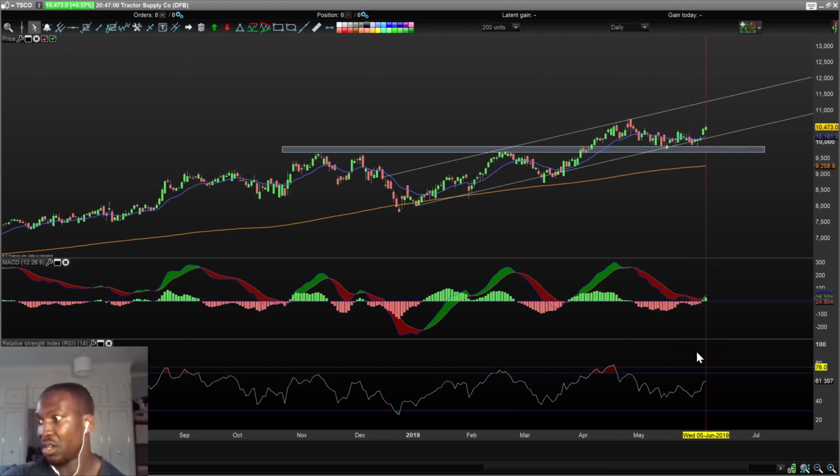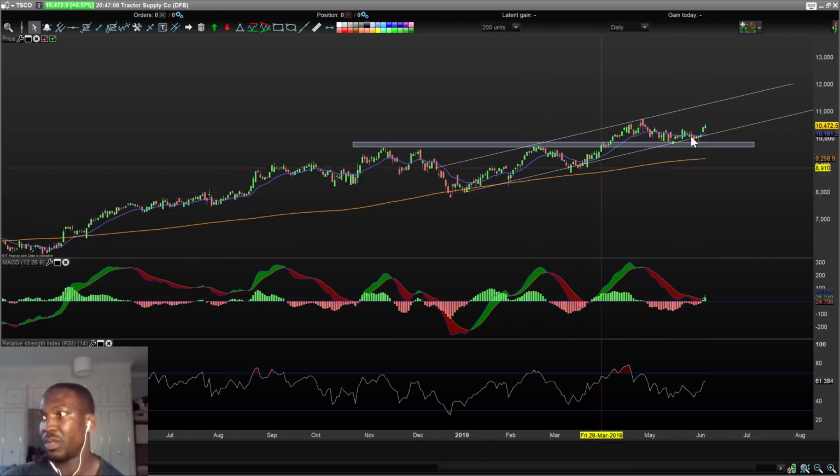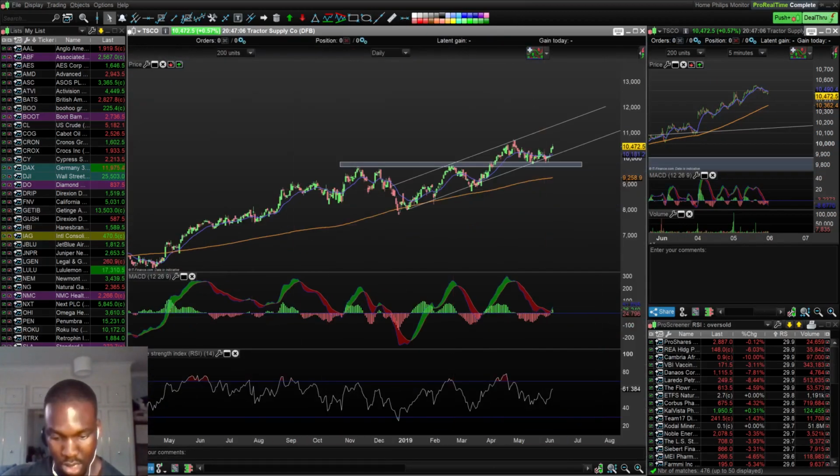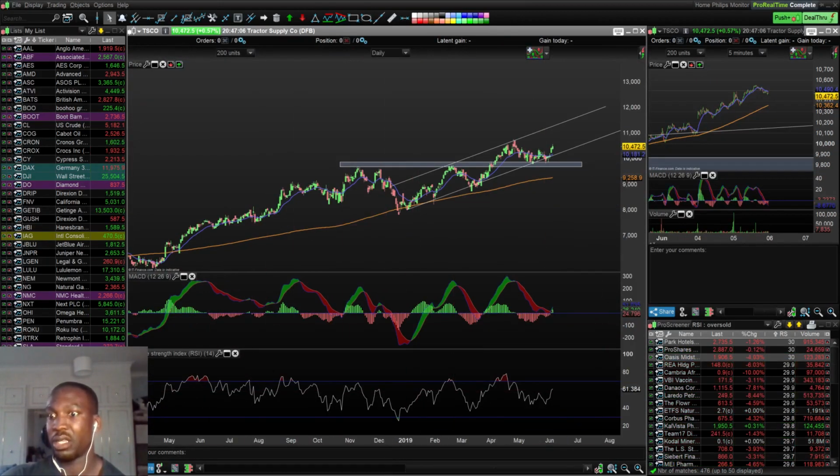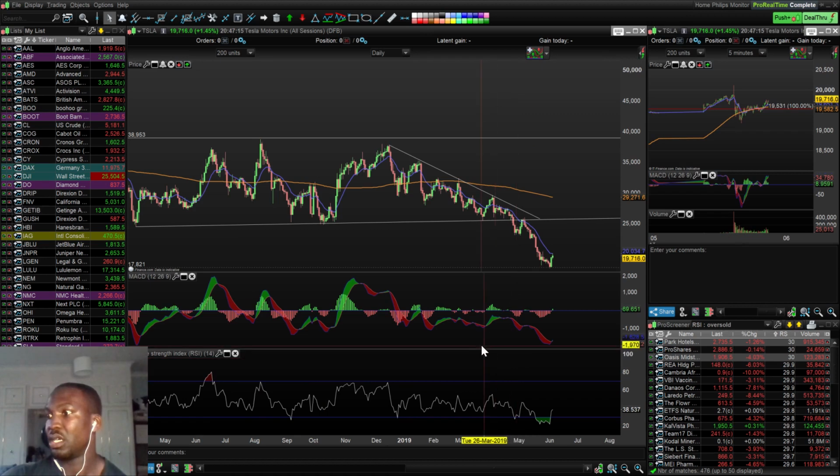Once again, MACD and RSI were climbing in negative territory before, but then moved to positive, and they're climbing now. This could just be a good long position to take. And last but not least, Tesla.